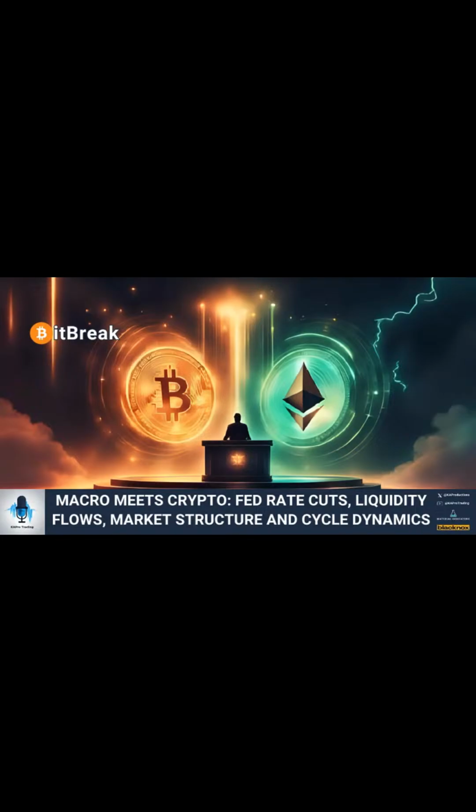Macro meets crypto, Fed rate cuts, liquidity flows, market structure, and cycle dynamics all on the docket today for discussion.